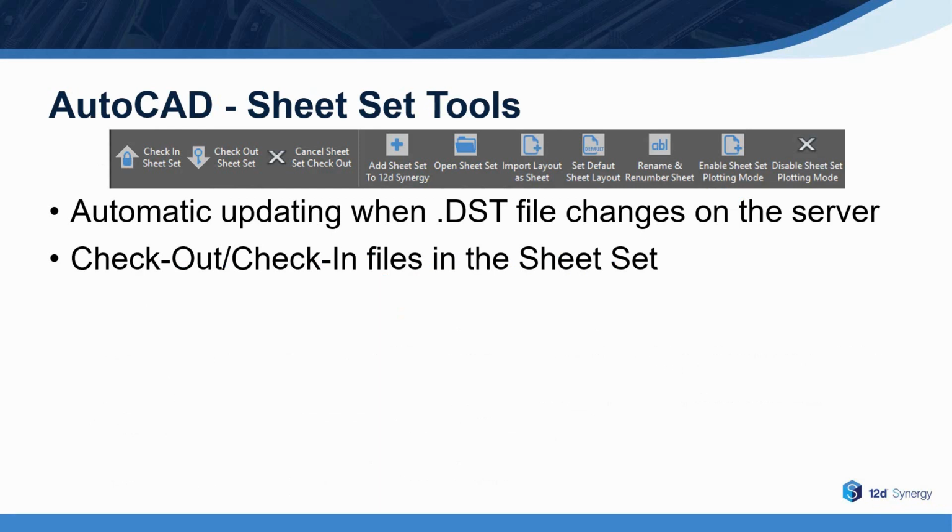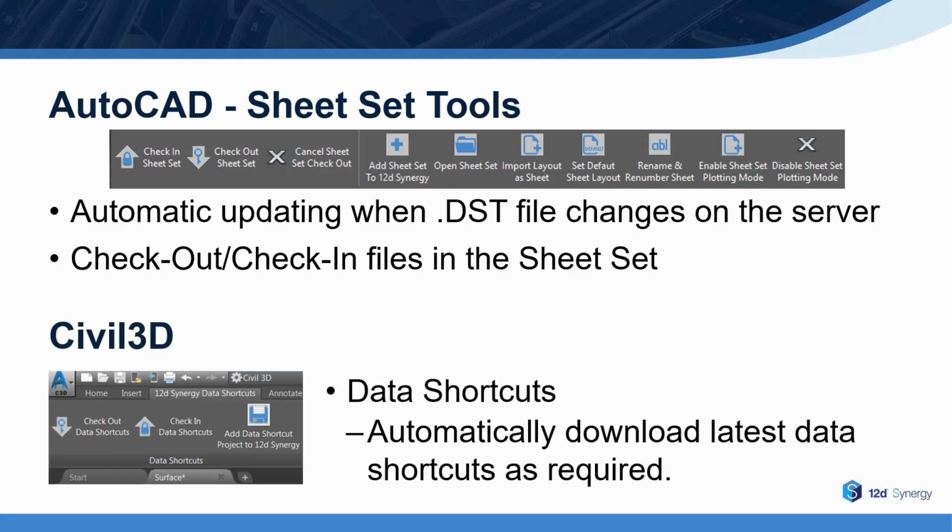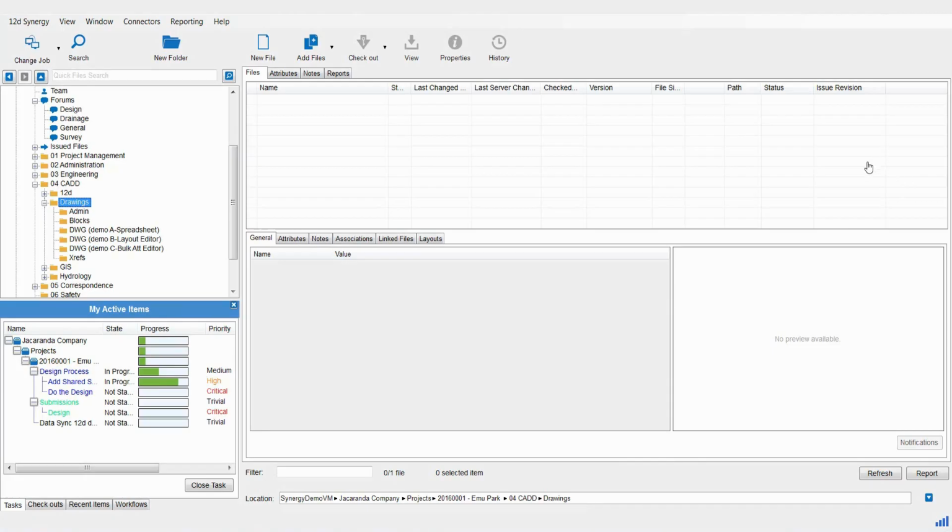In AutoCAD, you have the sheet set tools. So we've got automatic updating when the .dst file changes on the server. 12D Synergy will check out and check in the files in the sheet set. For Civil 3D, data shortcuts work. 12D Synergy will automatically download the latest data shortcuts as required.